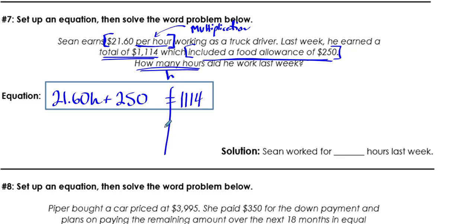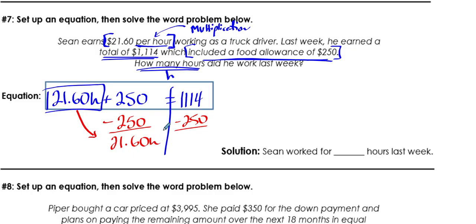So now I'm going to solve that equation. I'm going to draw my line. I'm going to box this term. So I'm going to start by subtracting the $250 from both sides. So I have $21.60h coming down on the left side. And then on this side, I'm just subtracting. Those cancel out. That's why the $250 is gone now. That gives me $864 left over on the right side.